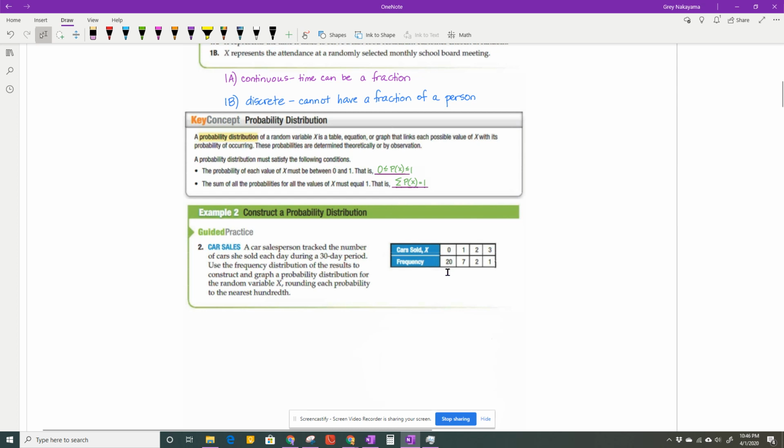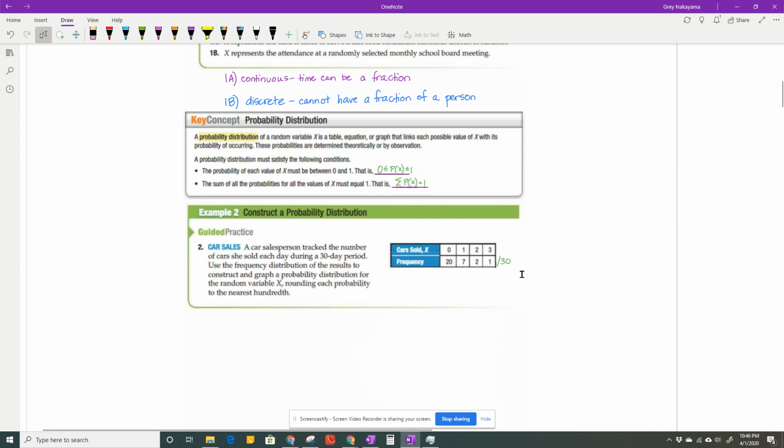Okay, on 20 days of the month, they sold 0 cars. On 7 days, they sold 1. On 2 days, they sold 2. And on 1 day, they sold 3. So hopefully you can tell that your frequency, the bottom row, is a total of 30 days for the month. But we have to go get the probability that represents each of those frequencies.